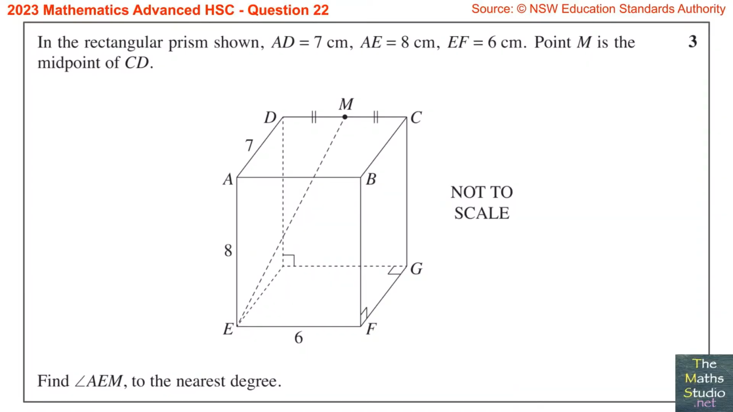Question 22. In the rectangular prism shown, AD equals 7 centimeters, AE equals 8 centimeters, EF equals 6 centimeters. Point M is the midpoint of CD. Find angle AEM to the nearest degree.